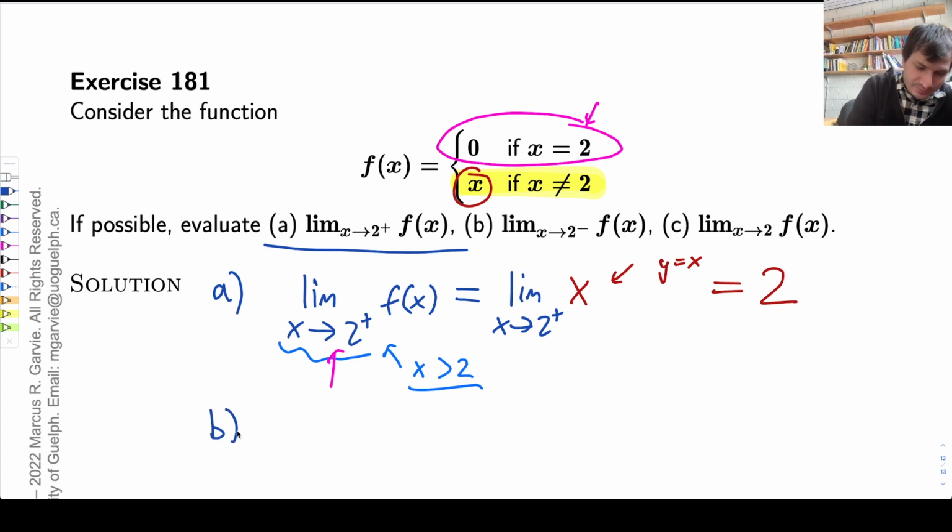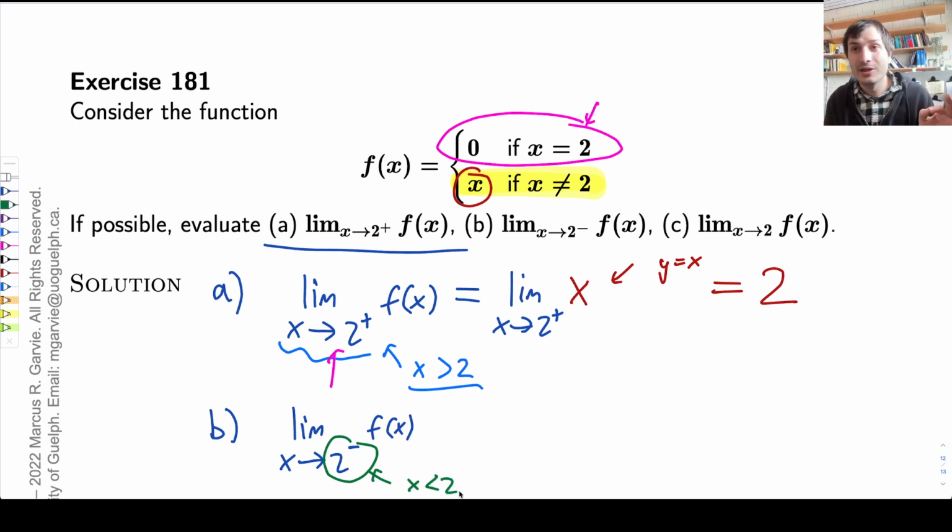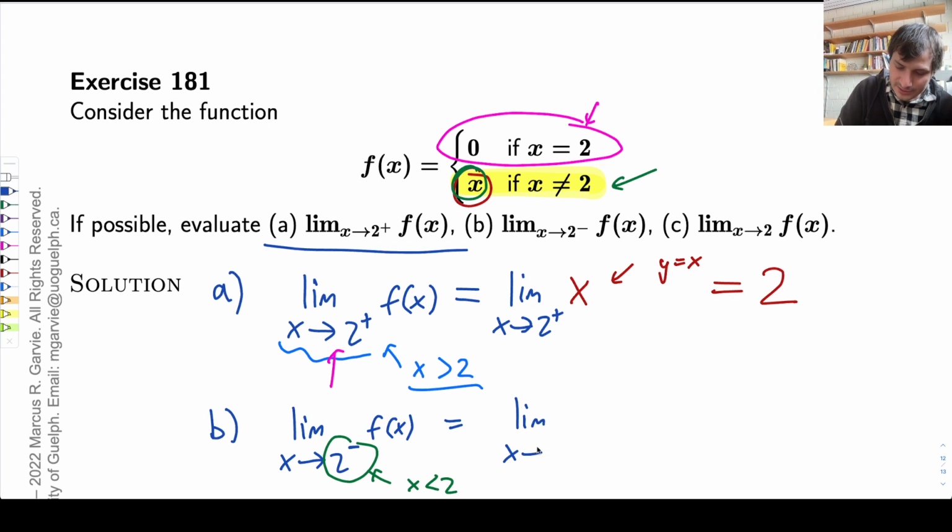Part B, same idea. And in fact, it's going to be a very similar argument here. This is the limit as x goes to 2 minus, and that means x is slightly less than 2. But for this particular function, it doesn't matter if you're bigger than 2 or less than 2. As long as you're not equal to 2, you're on this branch. And so we're still on this branch again. x is not equal to 2 here. We're still on the same branch of the function. Same exact argument as before. We can replace the function with x.